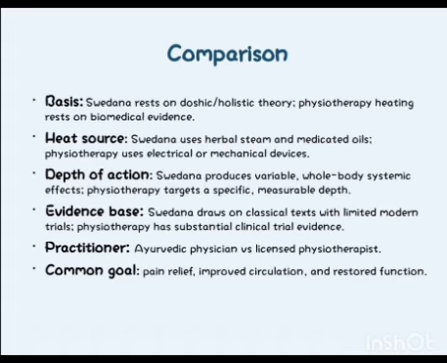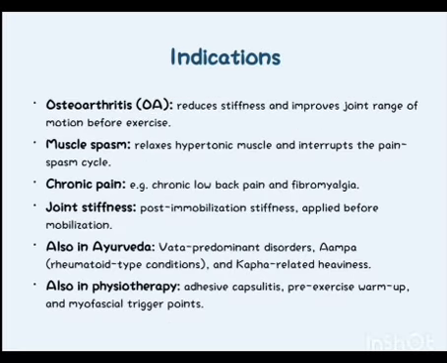Indications: osteoarthritis, where heat reduces stiffness and improves joint range of motion before exercise. Muscle spasm: relaxes hypertonic muscle and interrupts the pain-spasm cycle. Chronic pain, for example chronic low back ache and fibromyalgia. Joint stiffness post immobilization: heat applied before mobilization.